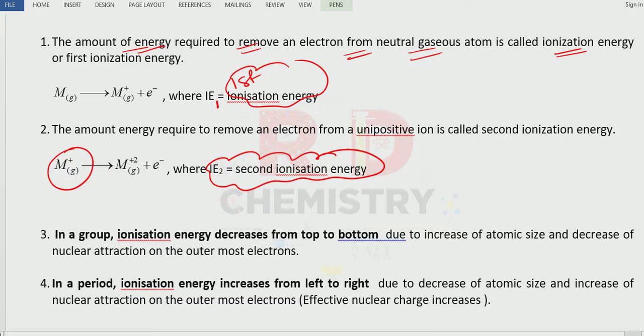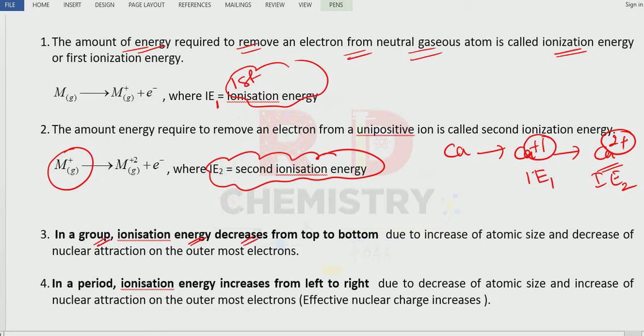For example, take calcium. Calcium can lose one electron in the beginning, then form calcium plus 2. Calcium plus 2 is more stable, so generally we write the plus 2 state. It first loses the first electron, so there is a first ionization enthalpy and a second ionization enthalpy. Okay, clear?